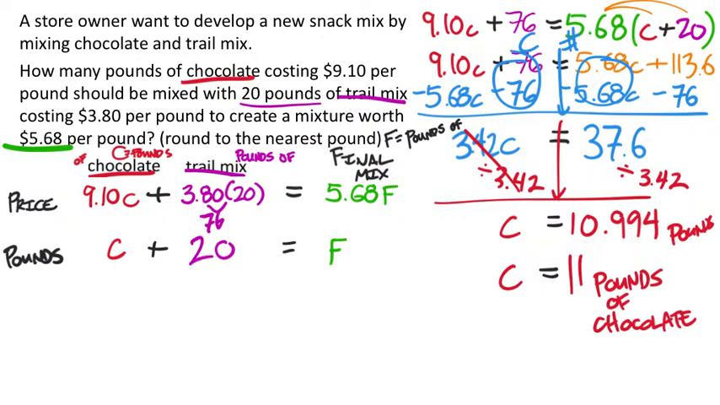But we do have the pounds of trail mix as well. We want the final mix because it did say, how many pounds of chocolate costing this per pound of the mixture. Oh, I guess it did just want the chocolate, but we could find the final mix, right? Because we can go to that second equation that's based on pounds. We now have chocolate at 11 pounds, and then we could have just said, well, 11 plus 20, boom. That would have been 31 pounds of total mix. I guess they didn't really ask for that though.